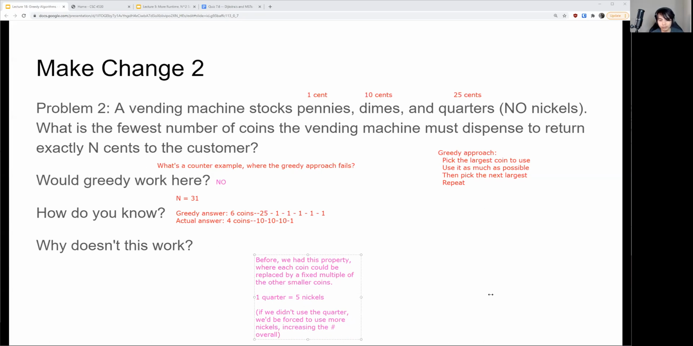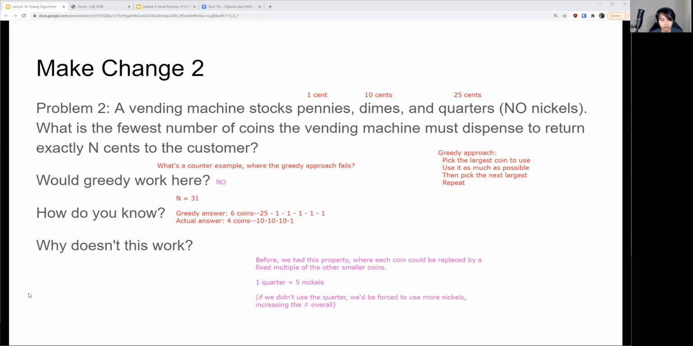This is before. Now there is no such property since we can't make 25 with dimes, right? We can't make 25 with dimes, and that's kind of weird because that means there are some situations where we want to use dimes instead of quarters.